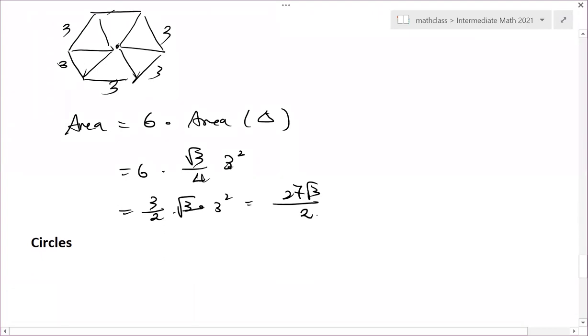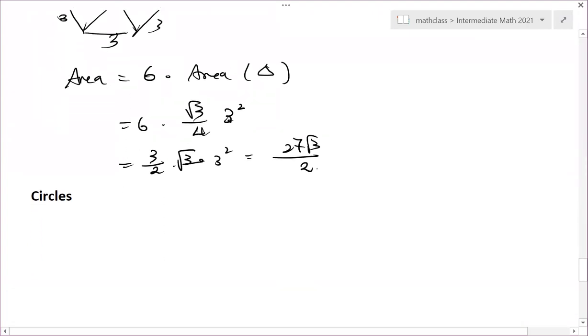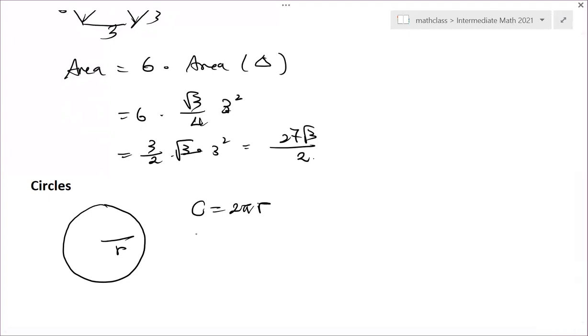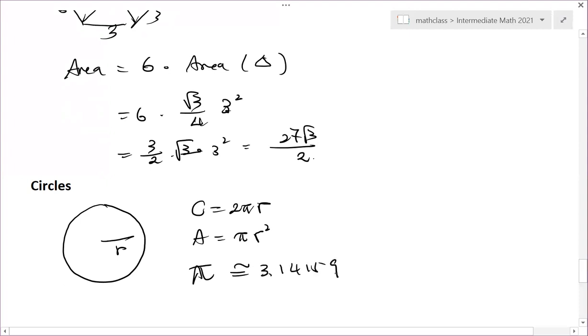Right, the final topic from geometry is about circles. Okay, circle. How much do we know about circles? Okay, this is a radius. The circumference is 2 pi r, and the area of the circle is pi r squared. So pi is about 3.14159.